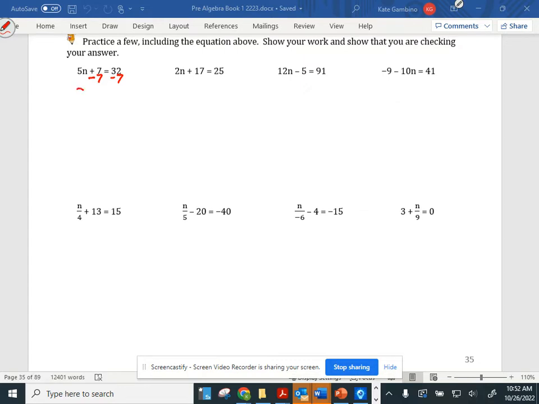So I've got 5n plus 7 minus 7 is 0. So do I have to write a 0 in? No, 0 you can just leave off because it's 0. Then I have to do 32 minus 7. What is 32 minus 7, James? 25. So now I have 5n equals 25.